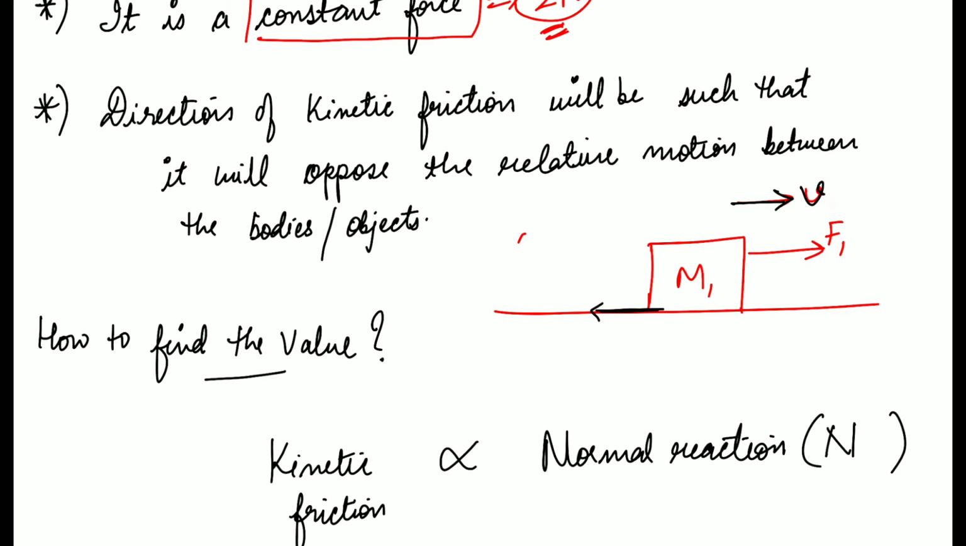in the opposite direction of that relative motion. So basically your body is moving in the forward direction, so the frictional force will be in the opposite direction. This is the frictional force here, that is F kinetic. I hope you guys can understand. The direction of frictional force will be such that it will oppose the relative motion.